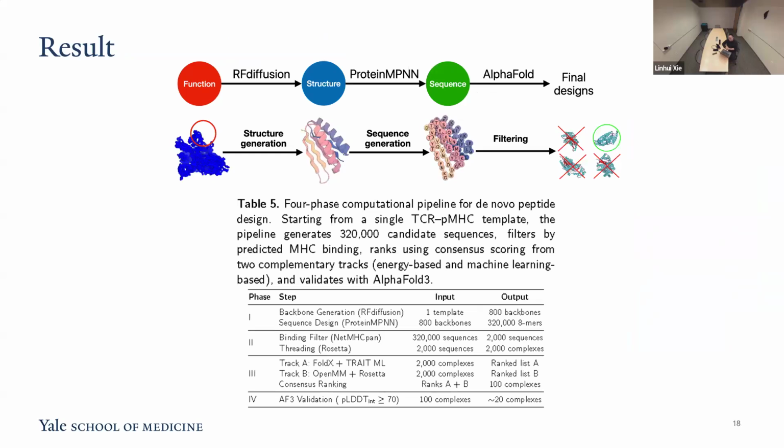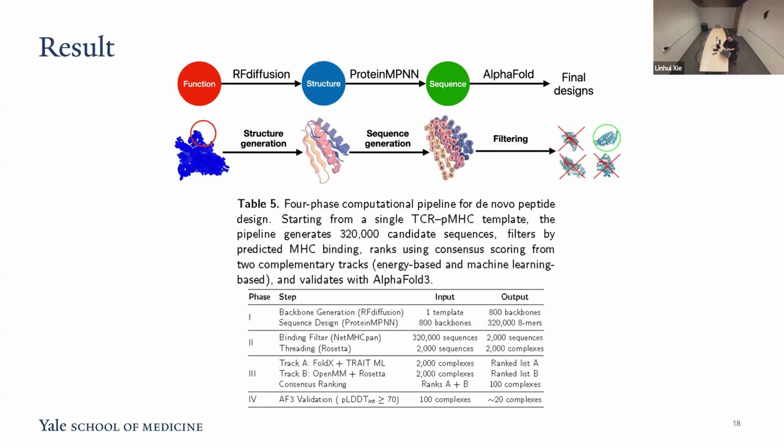Turning to the final results, just to remind you of this whole pipeline: we use RoseTTAFold diffusion to generate the backbone, then use the ProteinMPNN message passing neural network to impart the amino acid sequence onto the backbone. And then we use AlphaFold 3 to evaluate the whole complex. If we have one template as input, we will generate around 320,000 sequences, and then go through different evaluation processes. We end up with 20 complexes that we believe are reliable and of high quality, and are worth taking to wet lab validation.